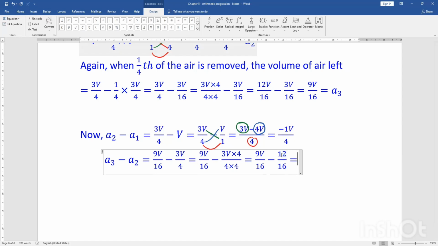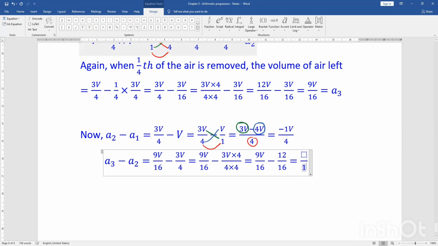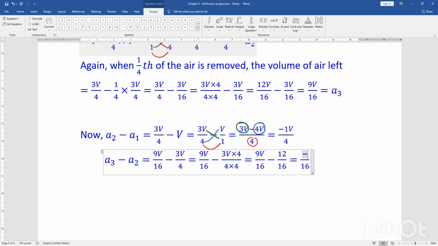Okay. Now how much is it? It's equal to 9v minus 12v, correct? So the denominator will be as it is, 16. 9v minus 12v will be how much? Minus 3v. So minus 3v by 16.